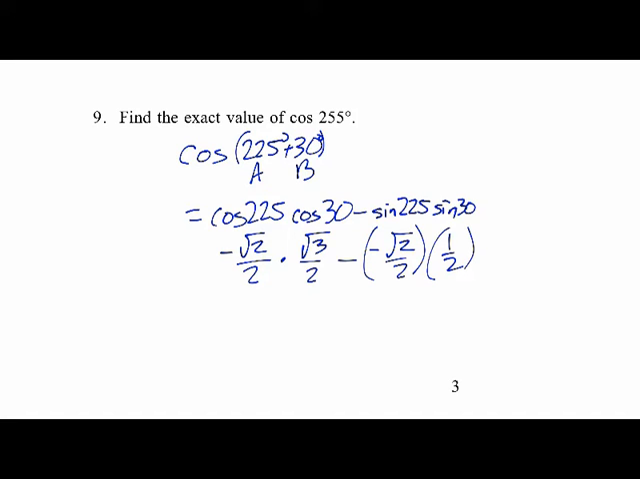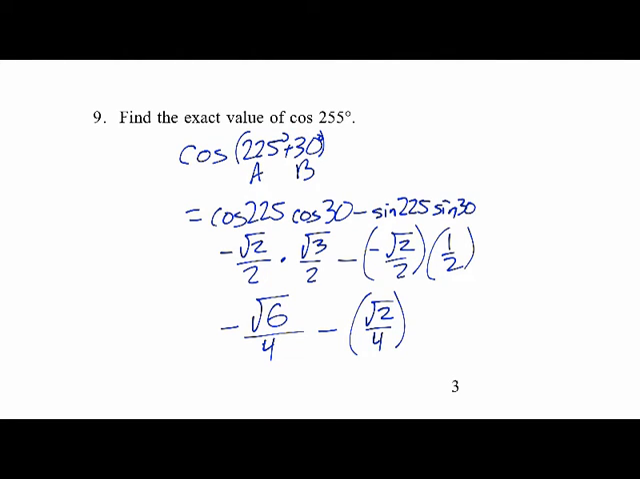Going through our rules that we know for multiplication of fractions, our first group, we got a negative times a positive, so we're going to end up with a negative. Square root of 2 times the square root of 3 is the square root of 6. Denominator, 2 times 2 is 4. Minus the other two being multiplied. Negative root 2 over 2 times 1/2. Multiply our numerators, so we end up with negative root 2 over our denominators, 2 times 2, giving us 4.